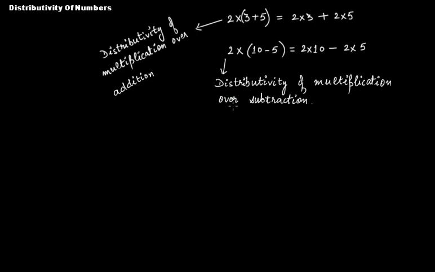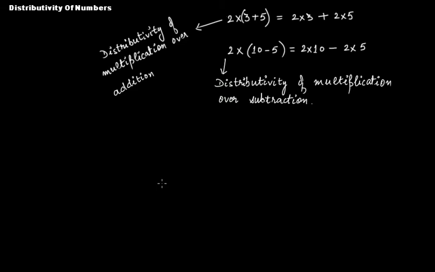Okay, so we have distributivity of multiplication over addition, where we took an example to explain: 2 times within parenthesis 3 plus 5 will be equal to 2 times 3 plus 2 times 5. Similarly, in the case of subtraction, that is the distributivity of multiplication over subtraction, 2 times within parenthesis 10 minus 5 will be equal to 2 times 10 minus 2 times 5. You can explain the distributive property of numbers in this way, but that's not a very precise, very professional way of telling what the distributive property of multiplication over addition or subtraction is.